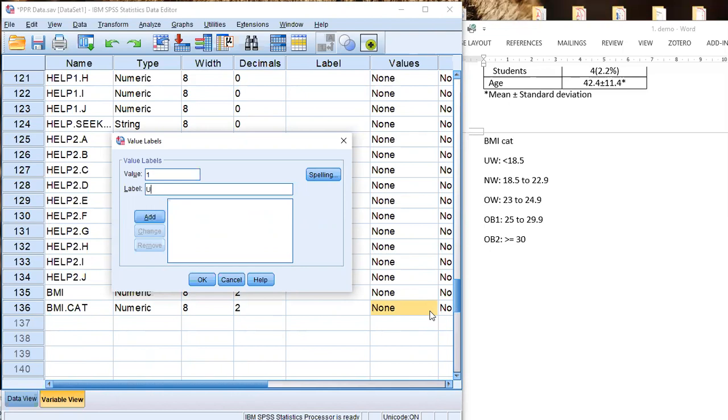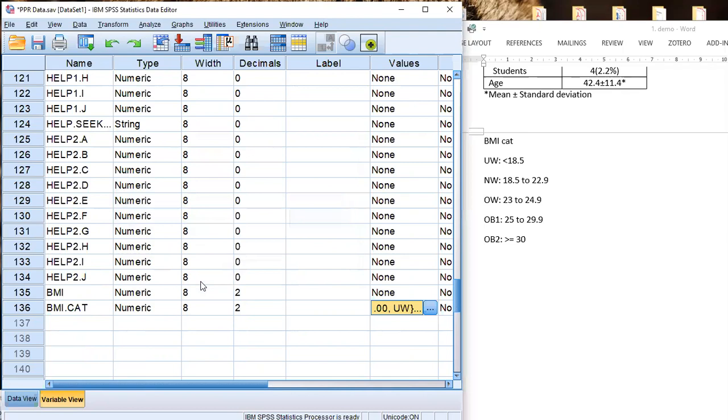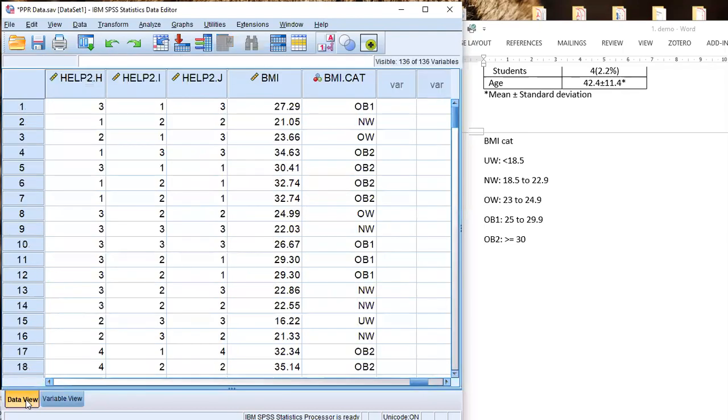So what's 1? Underweight. 2, normal weight. 3, overweight. 4, obese 1. And 5, obese 2. The decimal doesn't matter, right? Okay, look at the variable view. So this one is obese, normal weight, overweight, and so on.